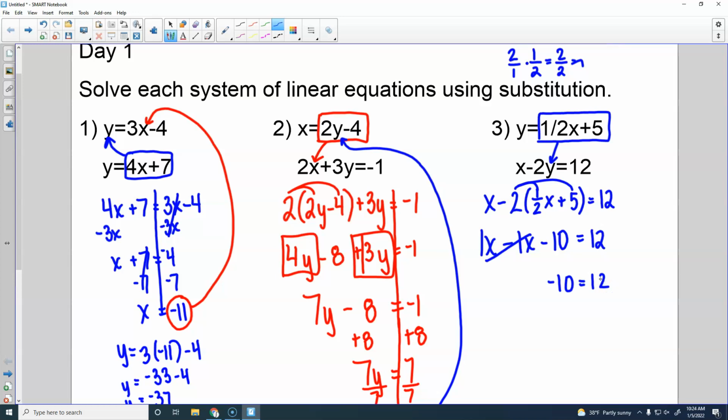That's just wrong. What do we say whenever we get something that's just wrong? It is no solution. If it was 12 equals 12, then we would say infinitely many solutions. But for this one, it's clearly negative 10 does not equal 12. So that does happen sometimes, so beware. Okay, questions?